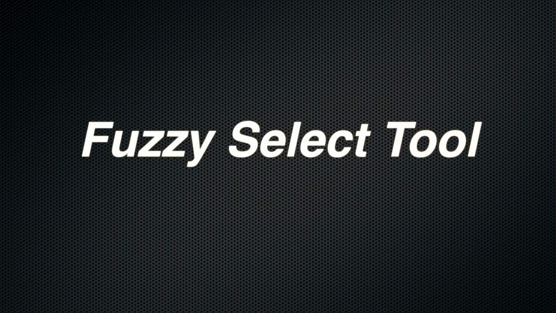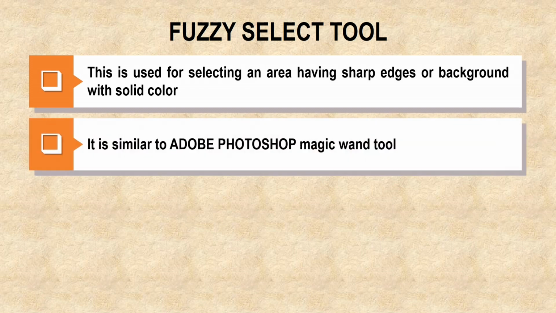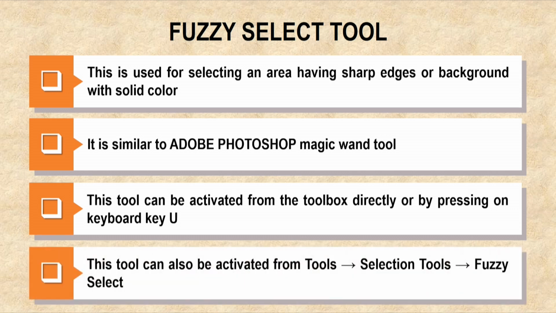Fuzzy select tool. This tool is used for selecting an area having sharp edges or background with solid color. It is also similar to Adobe Photoshop Magic Wand tool, and this tool can be activated from the toolbox directly or by pressing the keyboard shortcut key capital U. And this tool can also be accessed from the menu bar option, that is tools, and from there we need to click on the selection tools and then fuzzy select.